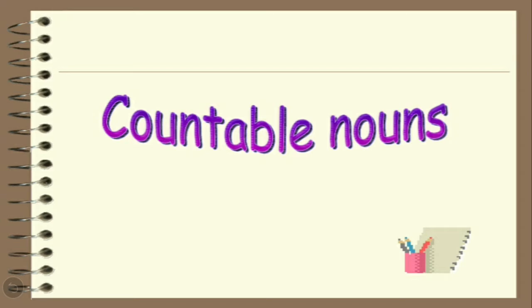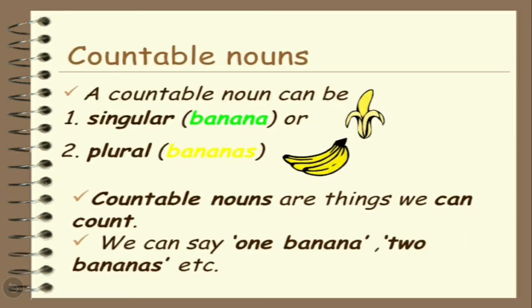So, first, countable nouns. What are countable nouns? A countable noun can be singular, which means one, or plural, which means more than one. Then, countable nouns are things we can count. For example, 1 banana, 2 bananas. Those come under singulars or countable nouns. And what will be the plural? Like bananas. When we say 1 banana, it is singular banana, and when we say bananas, it's plural.